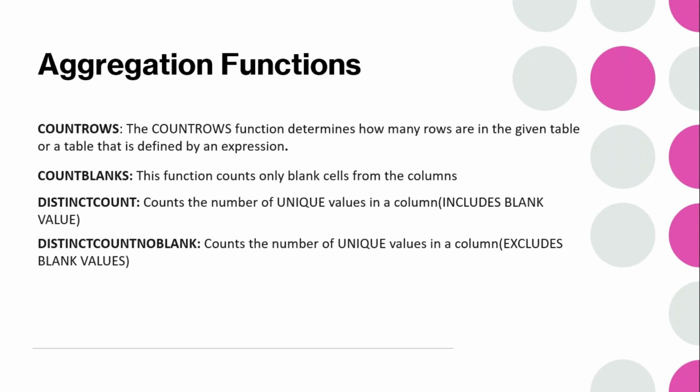Now let's talk about the DISTINCTCOUNT function. The DISTINCTCOUNT function gives a unique count from a specific column. So imagine you have a collection of different things like colors. The DISTINCTCOUNT function counts how many different colors there are, including the empty spaces. And there is the DISTINCTCOUNTNOBLANK function. It is similar to the DISTINCTCOUNT function, but it doesn't count the empty spaces, meaning it doesn't count the blank values. It only cares about the unique values.